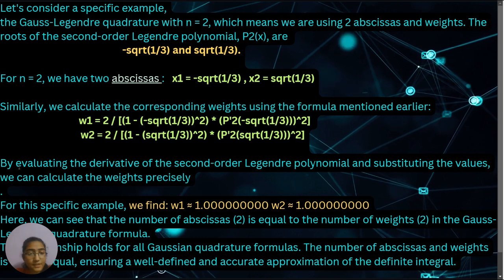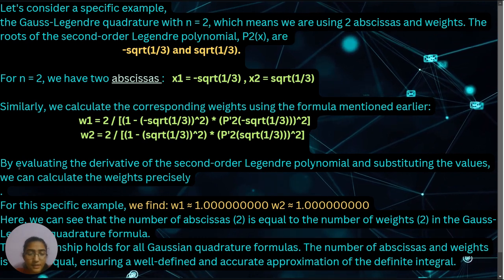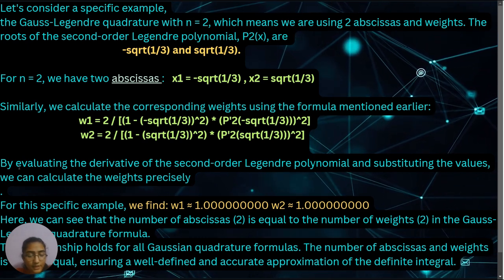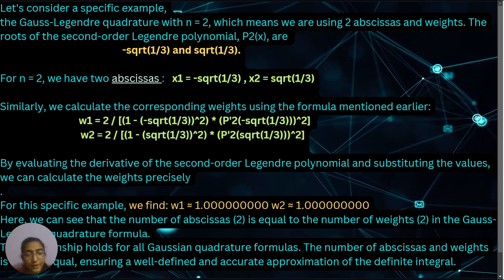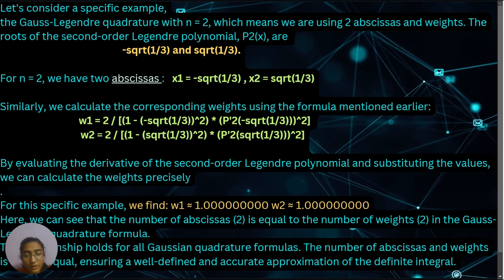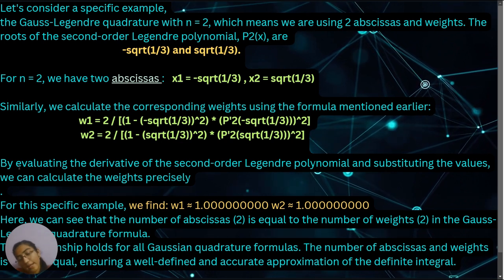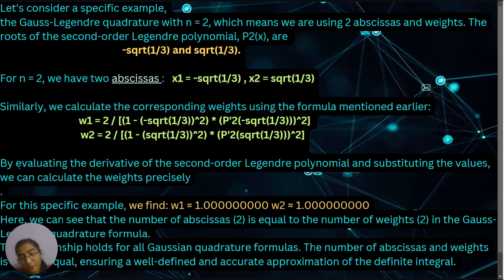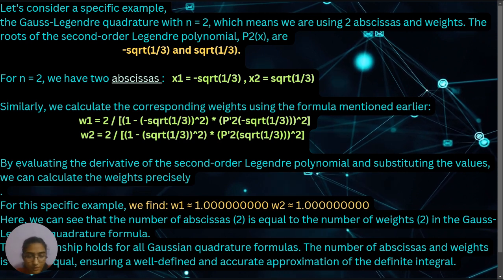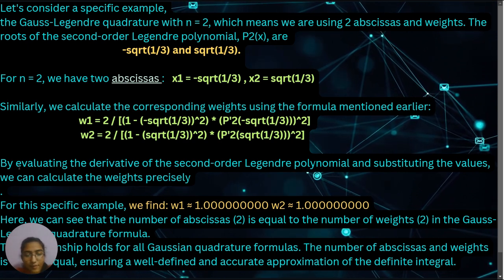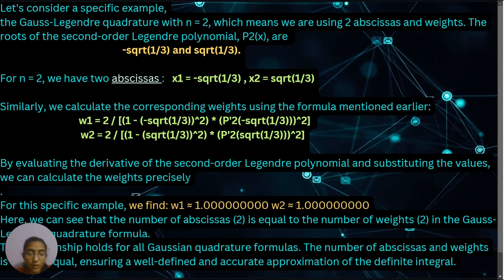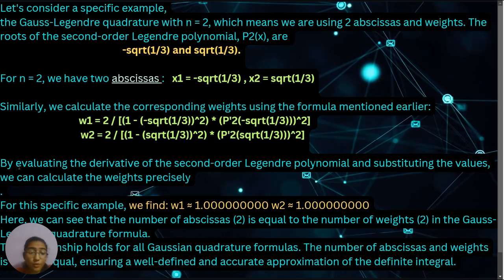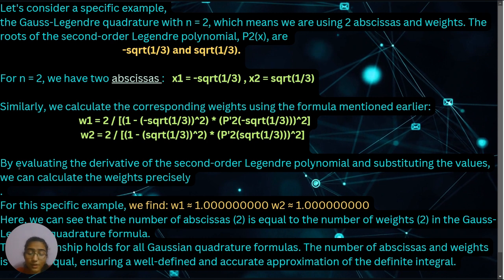So for this specific example, if we calculate the weights W1 and W2 respectively, the answer we will get will be W1 to be 1.000000 and W2 to be 1.000. Here we can see that the number of abscissas is equal to the number of weights, 2, in the Gauss-Legendre quadrature formula. The relationship holds for all Gaussian quadrature formulas.